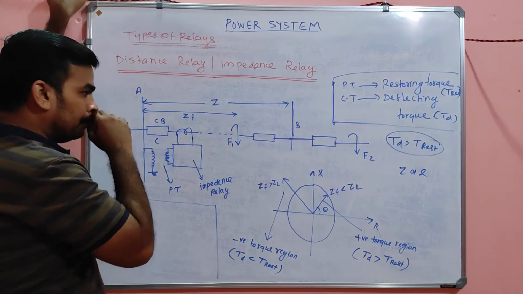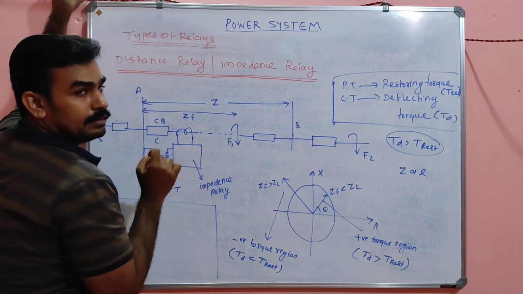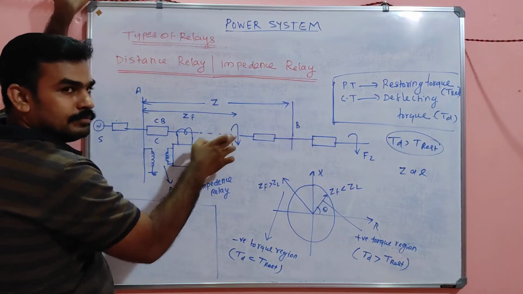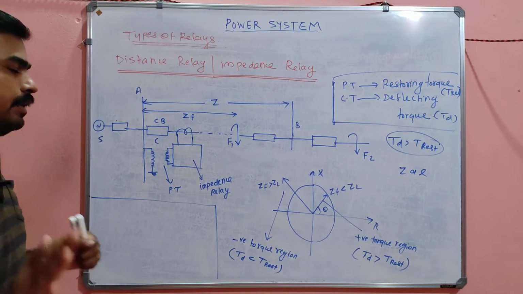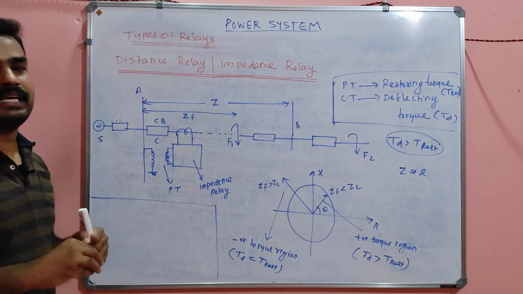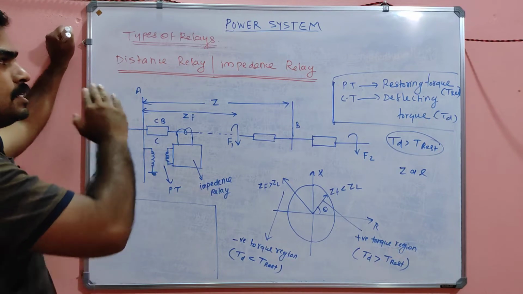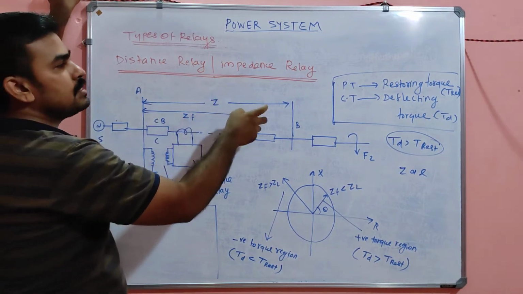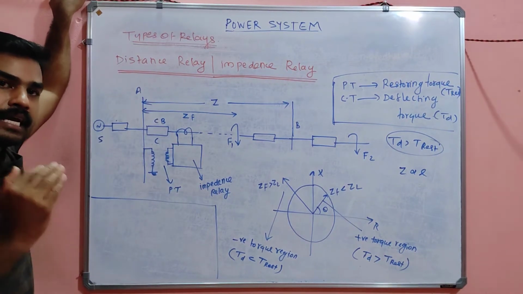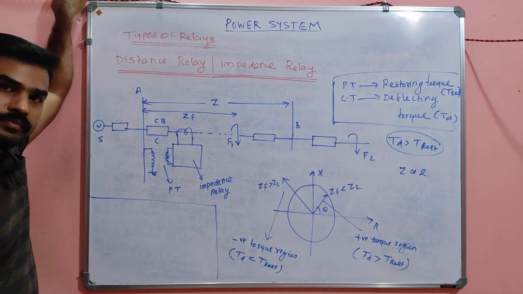Okay. And suppose you imagine a fault happened here. That distance is less than the AB distance. I will tell you once more, my dear, don't worry. I know it is slightly difficult to understand, but once you get the idea, it will be very easy. The distance or impedance relay operates because impedance is directly proportional to distance, that's why. Is it clear, my dear?